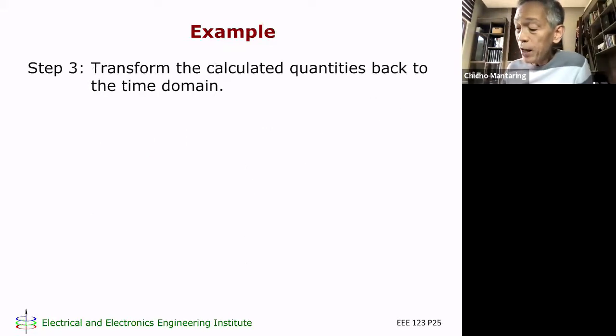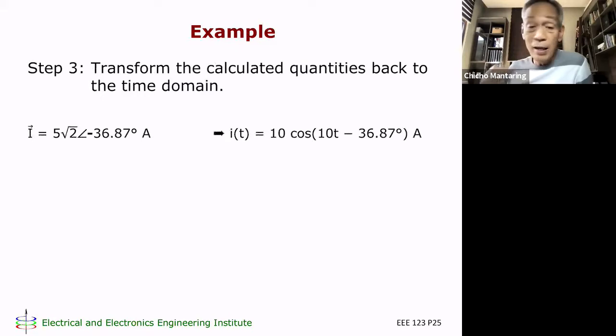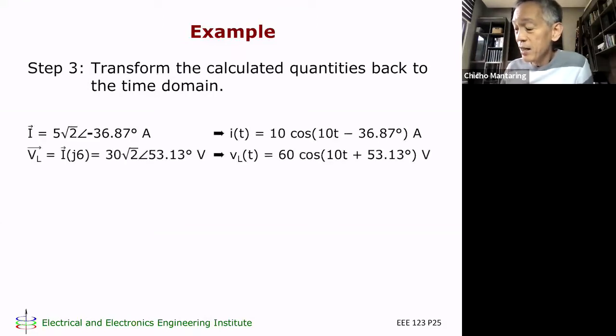Okay. But if we had to convert back to the time domain, then you do your reverse transformation. So this one, you multiply by the square root of 2, that's 10. And then this is your phase angle. So cosine 10t, this is our omega. Omega doesn't change, no? So i_s(t) is 10 cosine(10t minus 36.87 degrees), and then v_L becomes 60 cosine(10t plus 53.13 degrees).